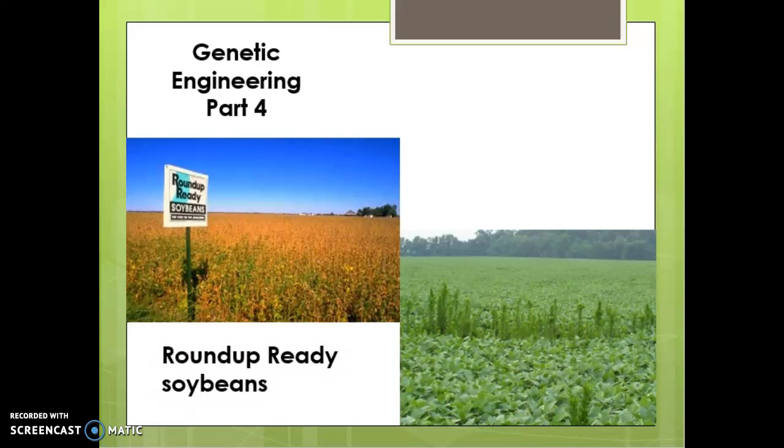All right, so here's the fourth part of the genetic engineering chapter. In the other parts, we were talking about genetic engineering, a little bit of a difference. What is the difference between GMO, genetically modified organisms, versus transgenic? GMOs are not always transgenic. Selective breeding produces a genetically modified organism.